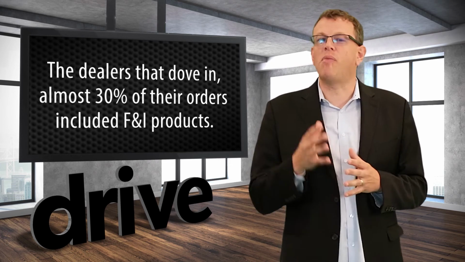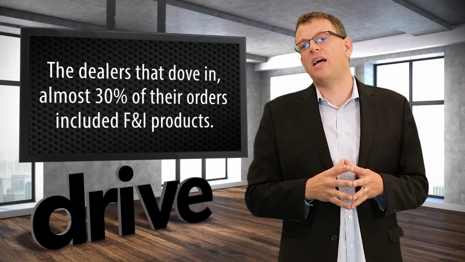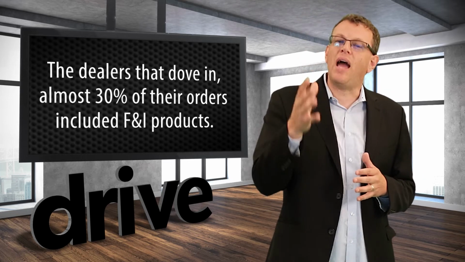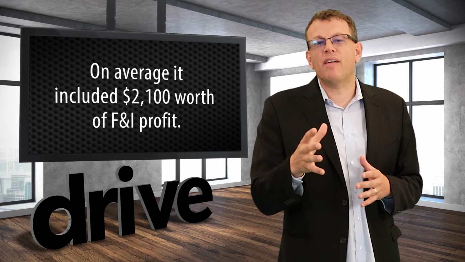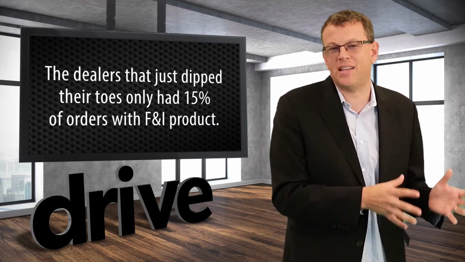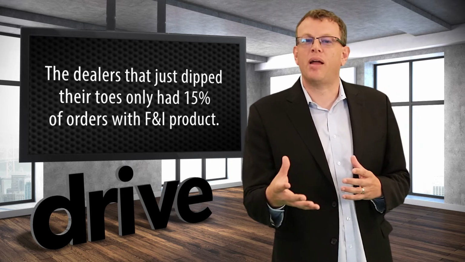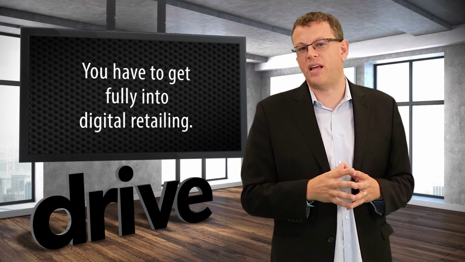And here's what we found. The dealers who dove headfirst in, marketed it, made it part of their process, almost 30%, over 29% of their orders included F&I products. And on average, it included $2,100 worth of F&I profit. The dealers that just dipped their toe in the water, just added the button, only 15% of their orders included F&I product. And it only included an average of $1,400 per order. So huge difference. So that's the first thing, is you gotta really get full into digital retailing.